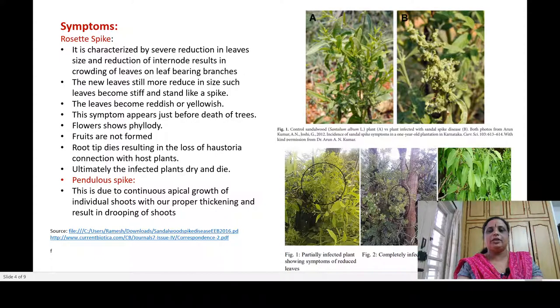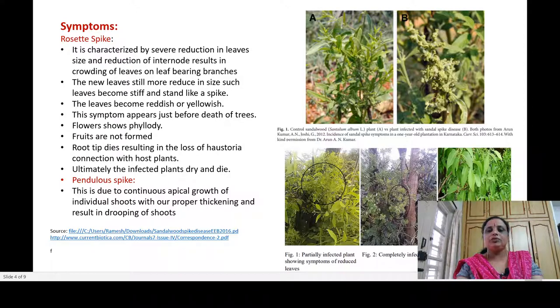Here in this image, you can find a rosette spike. See here, this is a normal plant and this is a spiked plant, where you can find the reduction, characterized by severe reduction. See, for example, here there are some healthy leaves. Here the leaves are reduced. Severe reduction of leaves and severe reduction of internode.